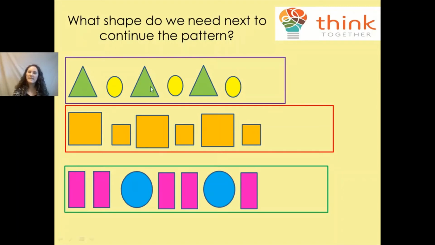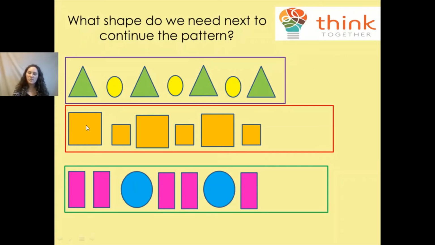Let's see what the next shape would be in our pattern now. Triangle, circle, triangle, circle, triangle, circle, triangle. Fantastic. That is how we would complete this pattern. Now let's move on to our next pattern.